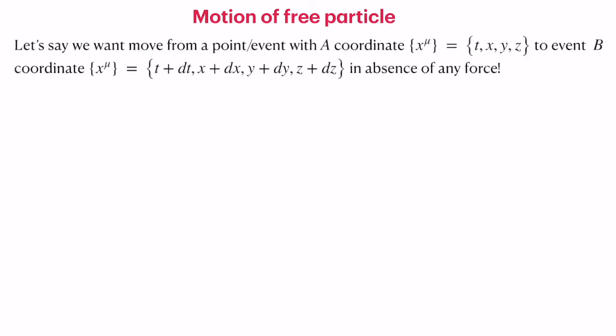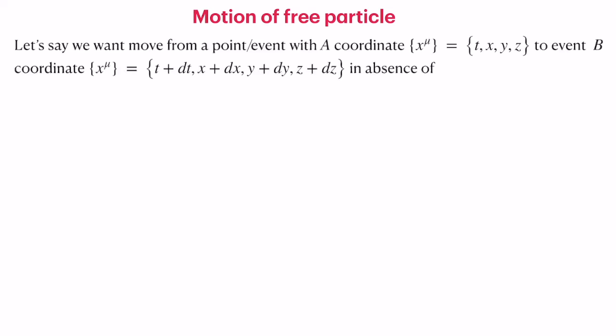So once we have the understanding of what we call the curve, then we can have free particle motion. Let us look at the motion of a particle. Let's say that we want to move from a point A with the coordinate x mu, that is 4-dimensional space-time t, x, y, z, to event B, that is given by the coordinate x mu plus dx mu. The coordinates are explicitly given as t plus dt, x plus dx, y plus dy, z plus dz.